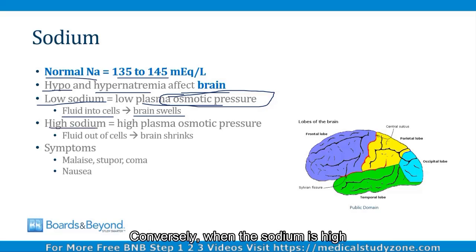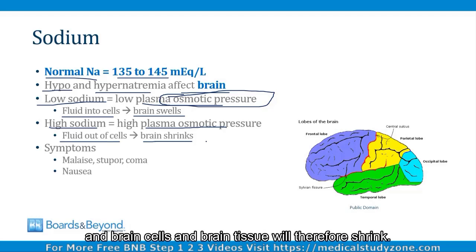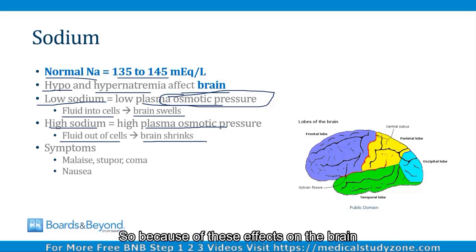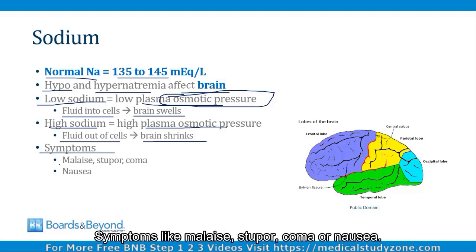Conversely, when the sodium is high, this leads to high plasma osmotic pressure, and this causes fluid to move out of cells, and brain cells and brain tissue will therefore shrink. So because of these effects on the brain, when patients develop hyper or hyponatremia, the symptoms they develop are typically symptoms related to the central nervous system, symptoms like malaise, stupor, coma, or nausea.